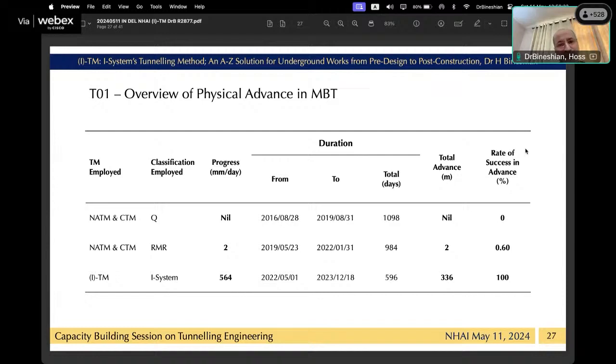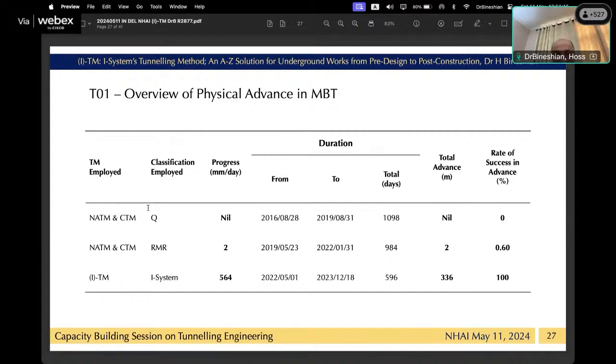This is an overview of physical advance in Main Boundary Thrust. I would invite you to pay attention to this slide. Tunneling methods are shown on the left-hand side. When NATM and conventional tunneling method together with Q were used from August 2016 to August 2019, no progress was achieved and several failures occurred. Totally 1,098 days wasted with total advance of 0 and rate of success 0%.